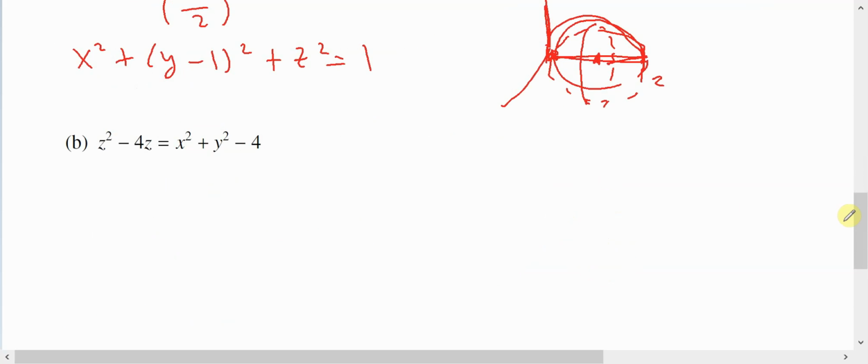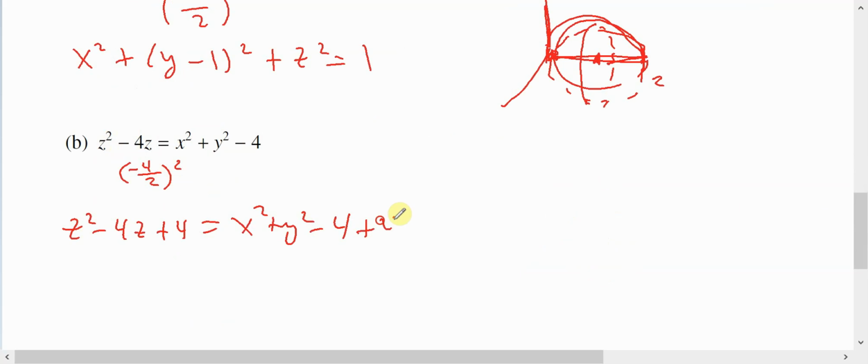The second one, when I look at it, I can see that the z is the only thing that's going to have the square completed on it. This is just x squared and y squared. So if I complete the square on z, again, I take the minus 4, take half of it and square it. That's going to be 4. So I have z squared minus 4z plus 4 equals x squared plus y squared minus 4, and then I'll add that same 4. I have to add it to both sides.